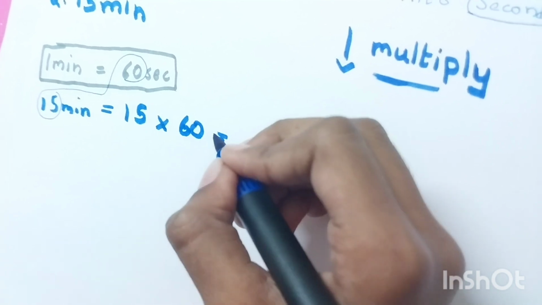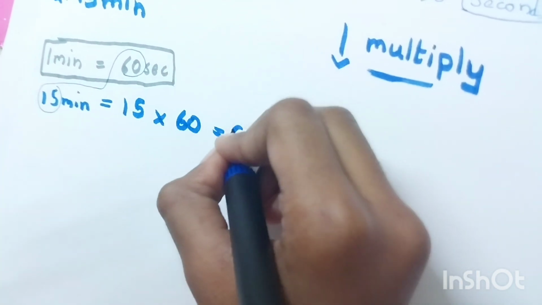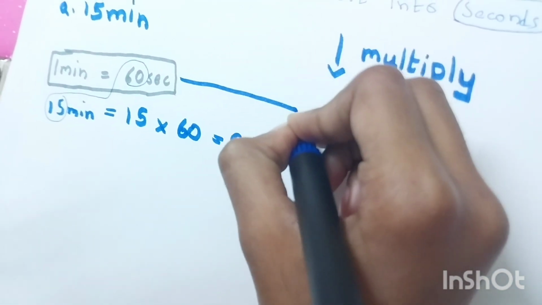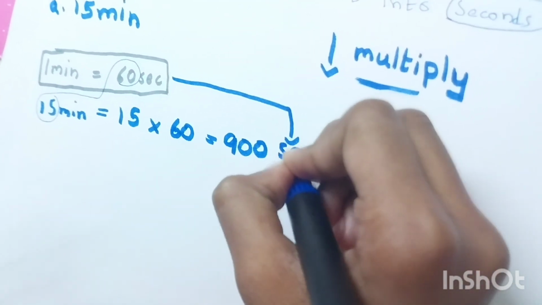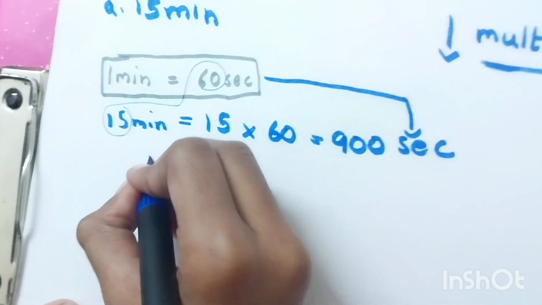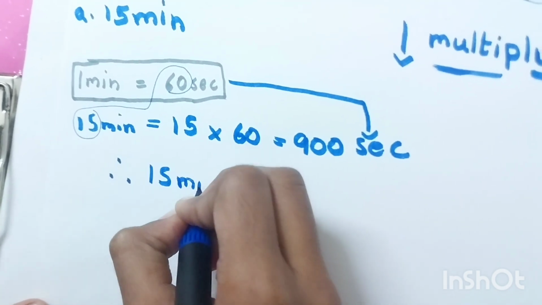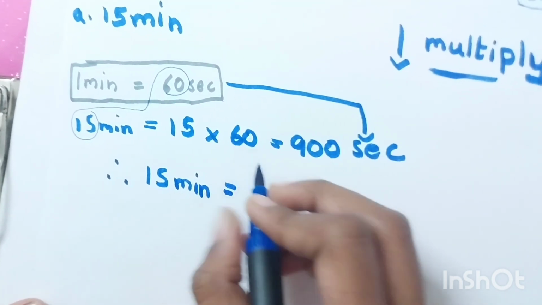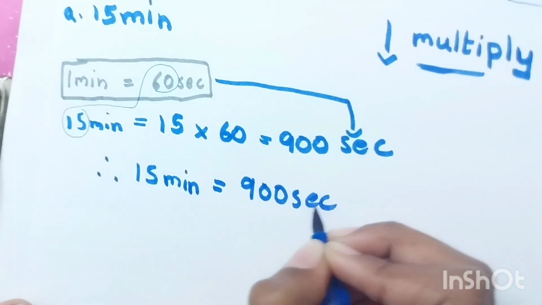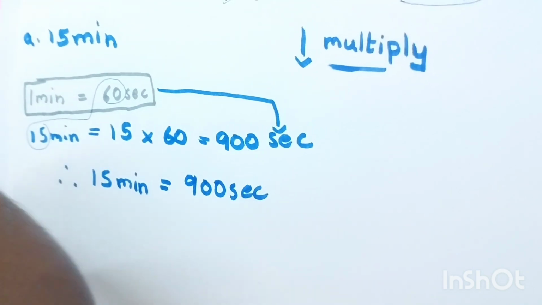The result is 900. Before that we have to keep the arrow. What will the result unit be? Seconds. So 900 seconds. Therefore the answer is 15 minutes equals to 900 seconds. This is the answer. Now let's go for the next problem.